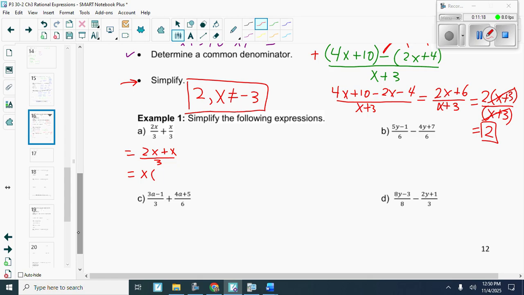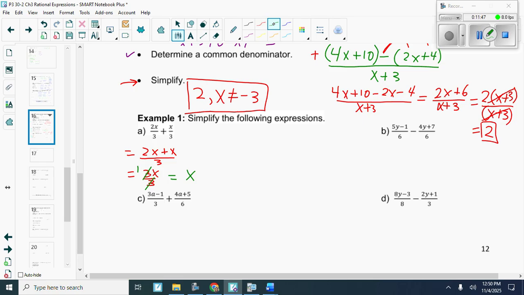Oh, guys, we don't have to pull an x out. How many x's do we have? 3, thank you. 3x over 3. Now we can simplify. 3 divided by 3 is just 1. So our answer is 1x, or we don't have to write the 1, we can just write x. Are there any restrictions on this? Why not?